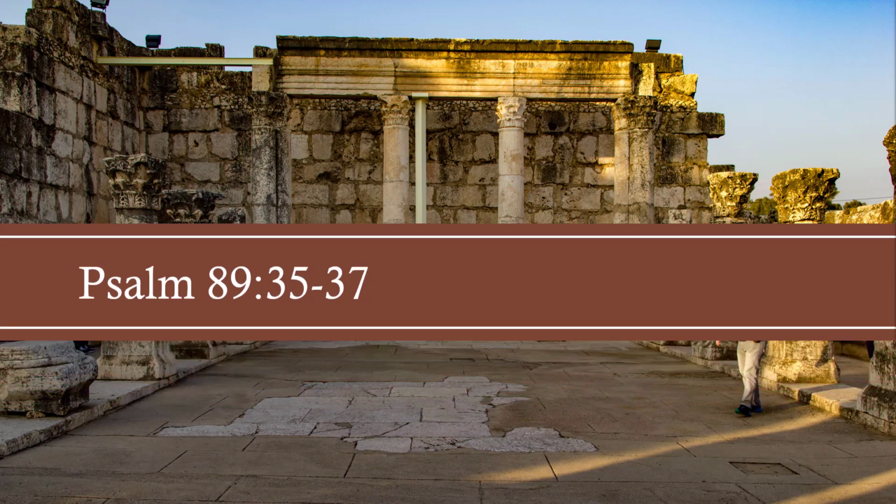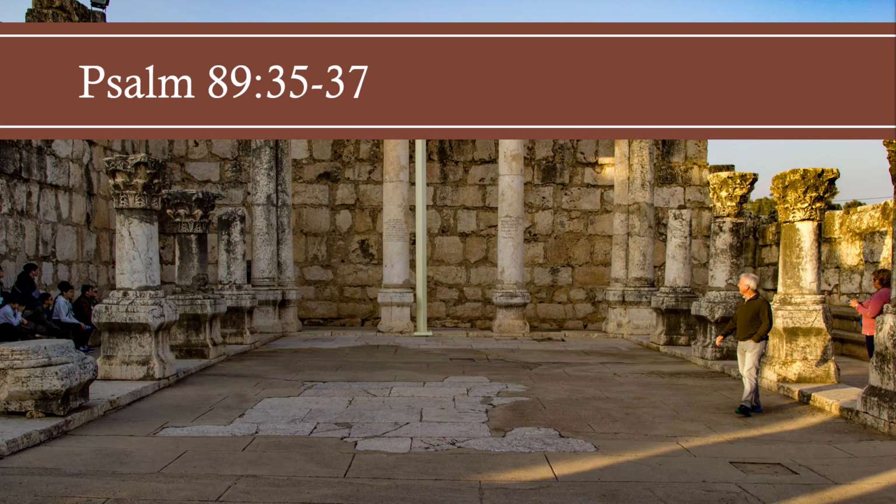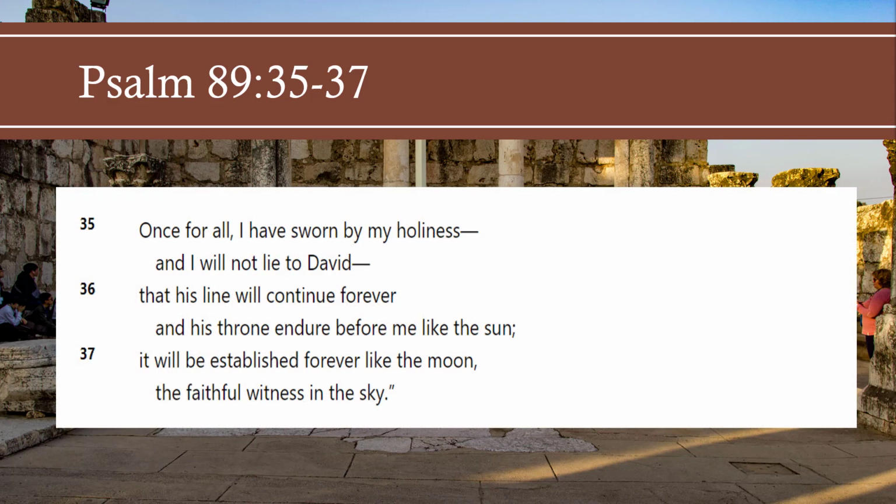We're going to look at three verses, 35 to 37. So if you have your Bible open, look down at verses 35 to 37. So remember, God promised a future king in the line of David. And our genealogy today is going to address a future king in the line of David. So verse 35, this is from the NIV: Once for all, I have sworn by my holiness. And you know, when God swears by his holiness, he means it. I will not lie to David.